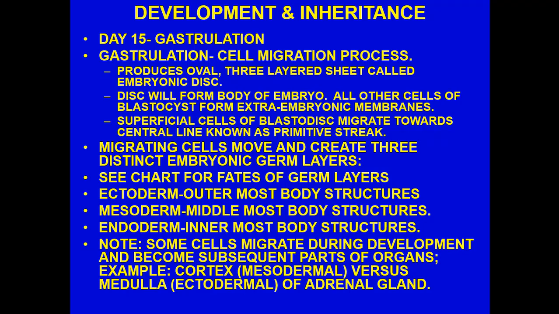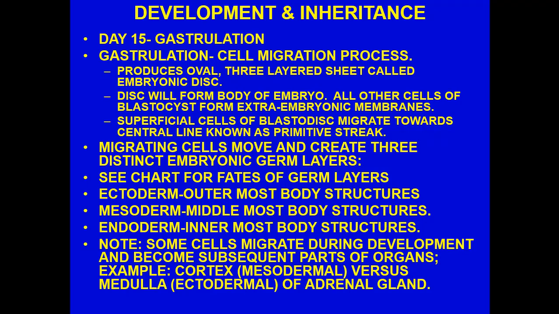Now, we've gone from day 10, and we're going to jump ahead to day 15. There's an importance to this. This is where we get into the cell migration process, gastrulation. This is going to produce the oval three-layered sheet called the embryonic disc. We've gone from this early disc to much more sophistication. This disc is going to form the body of the embryo. All other cells of the blastocyst form extra embryonic membranes. Superficial cells of the blastodisc migrate toward the central line. This is known as the primitive streak. Migrating cells move and create three distinct embryonic germ layers.